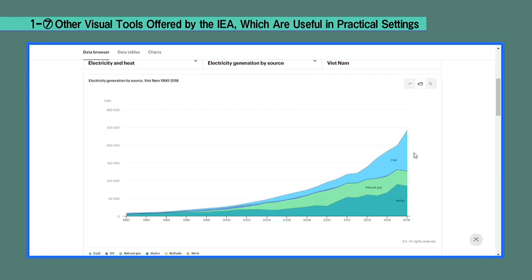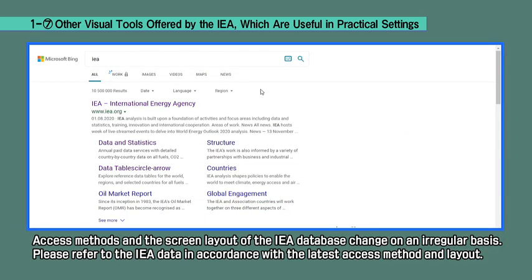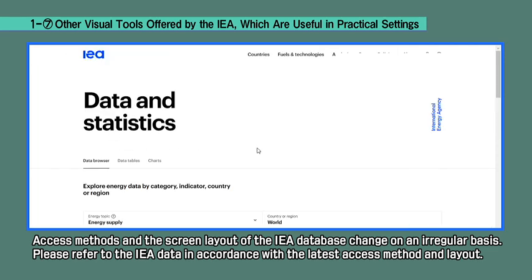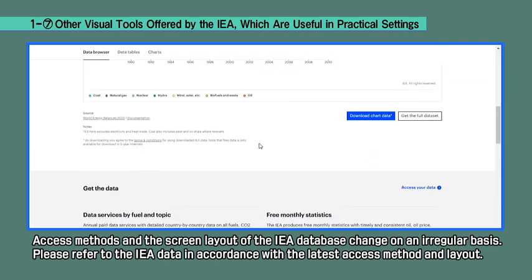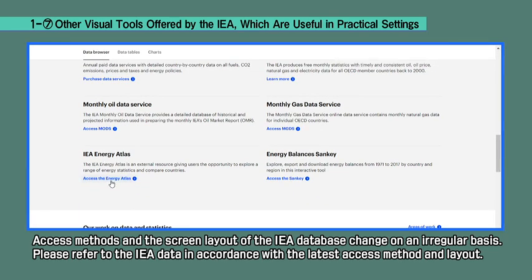There are various indicators like this. So, carrying out cross-cutting analysis using the various indicators should also be beneficial. The third effective tool is next. Again, click Data and Statistics. Click Access the Energy Atlas in the lower part.